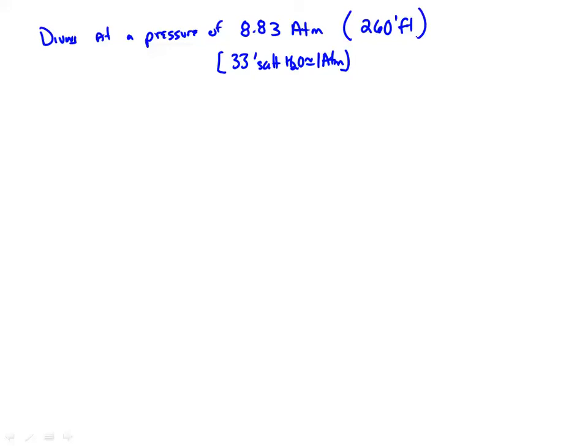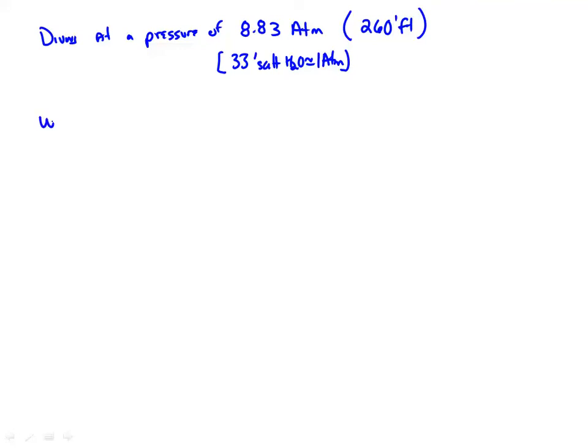With normal oxygen mixtures at 1 atmosphere, you can only go down to what, 60 feet, 70 feet really safely? So here you would need a different mixture. They call it nitrox. And so what we can do is we can figure out what that actual mixture should be if you wanted to go down to 260 feet deep.